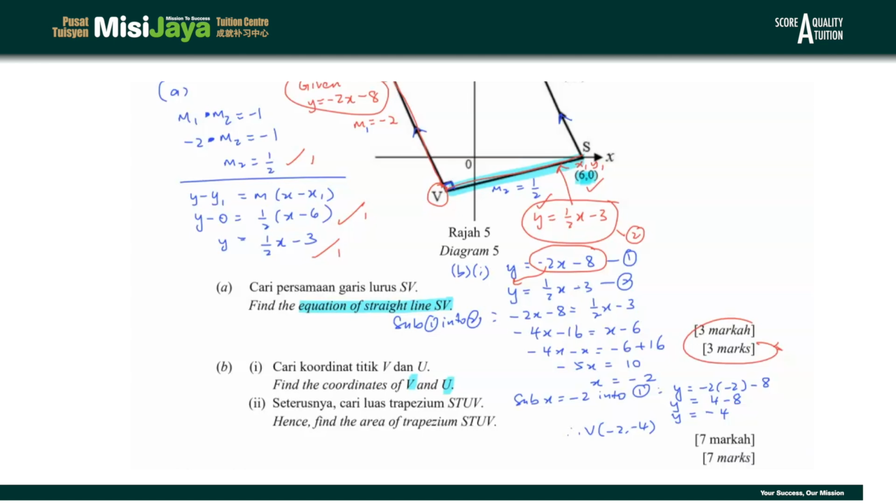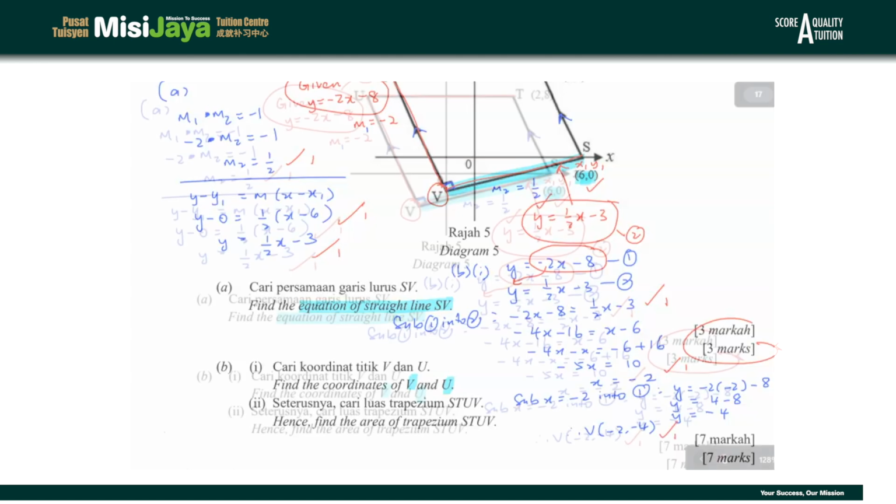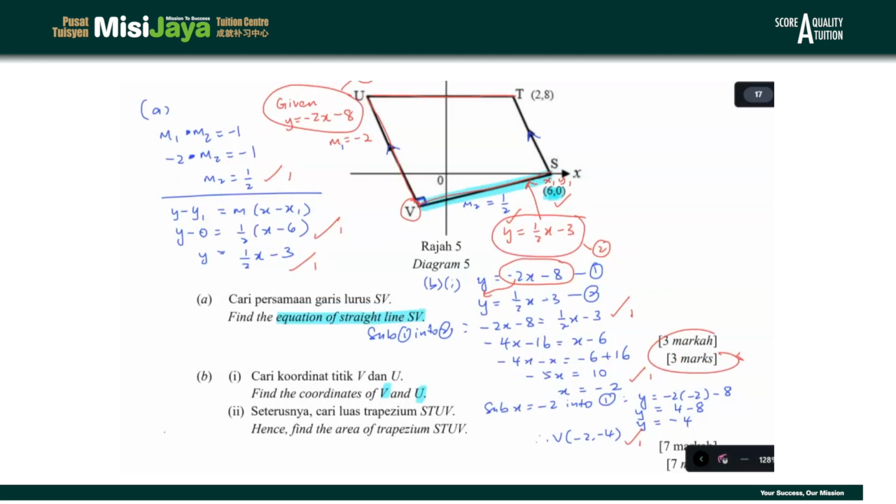To find this, this step is 1 mark, and then the x value is 1 mark, and then the coordinate is 1 mark. So for this it is 3 marks. Just now we already found the coordinate of V. So now we have to find the coordinate of U.